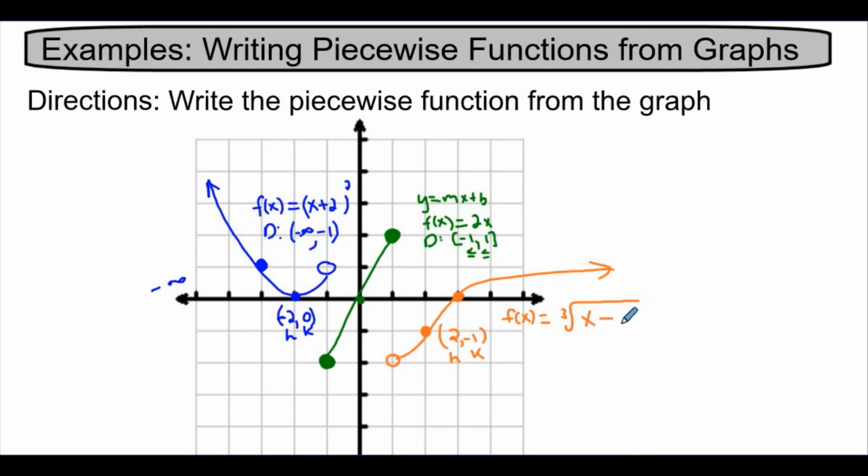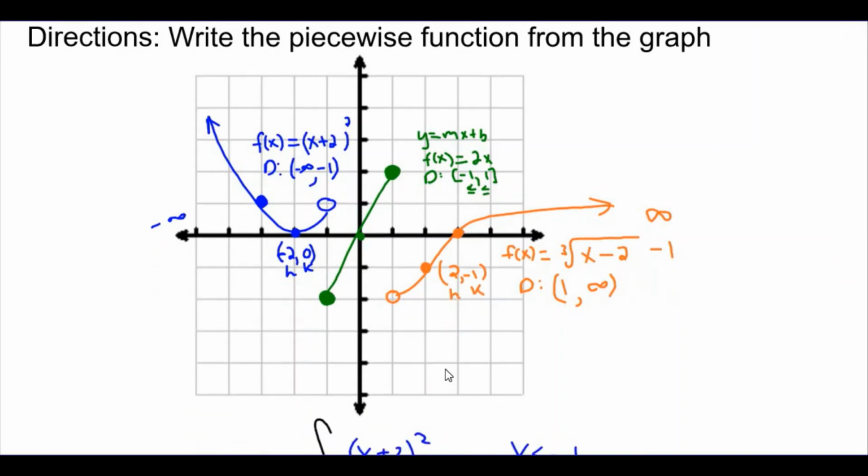So it'll be x minus 2. Remember, it's minus h, which is 2, and then -1 on the outside. This one has a domain that starts at +1 with a parenthesis, and it goes to infinity. So once I know all this, I'm just going to organize this in a bracket.